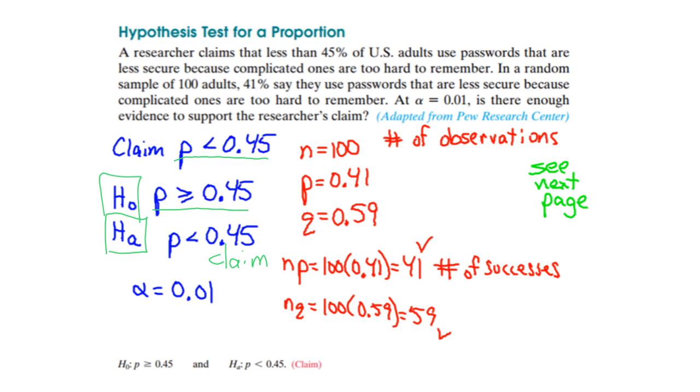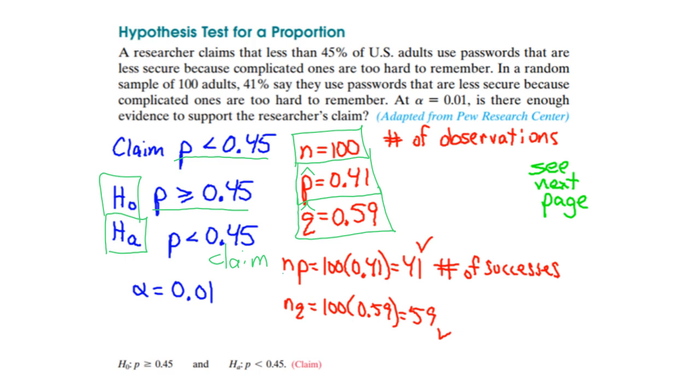In a random sample of 100 adults, so n is equal to 100, 41% say they use passwords that are less secure because complicated ones are too hard to remember. So that means that our p hat is going to be 0.41, and that tells us that q hat, remember q hat is 1 minus p hat, and so q hat is 0.59.